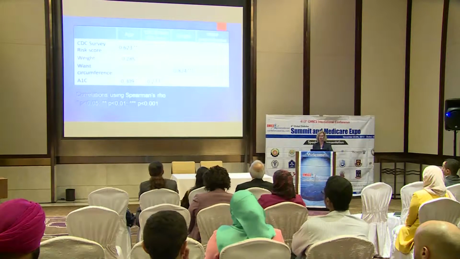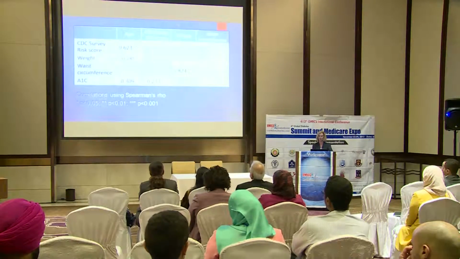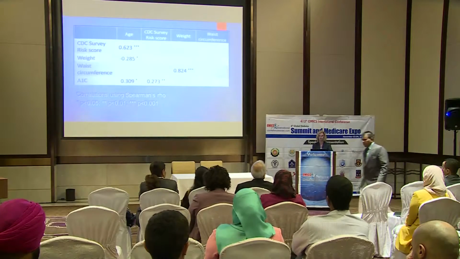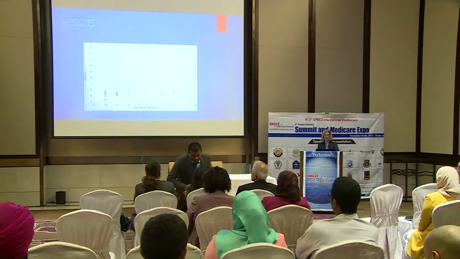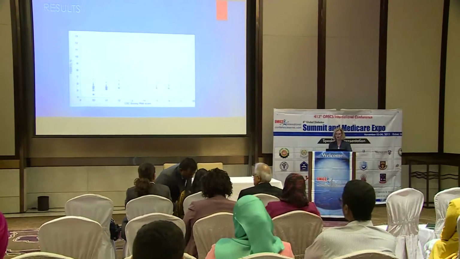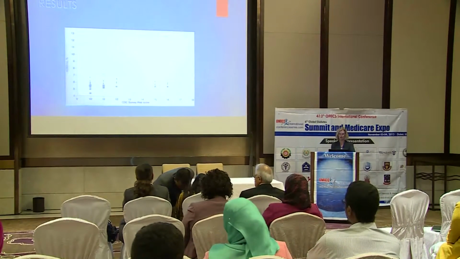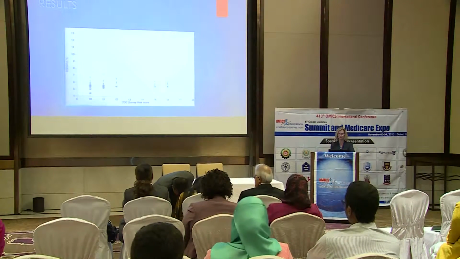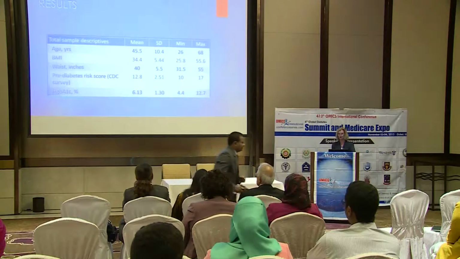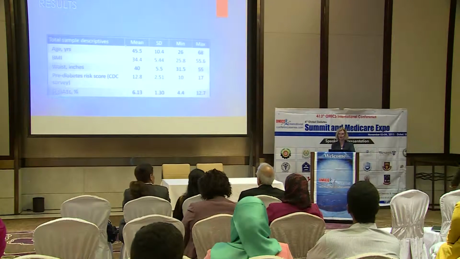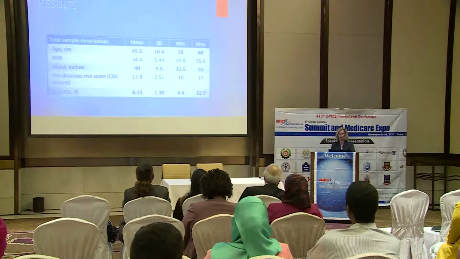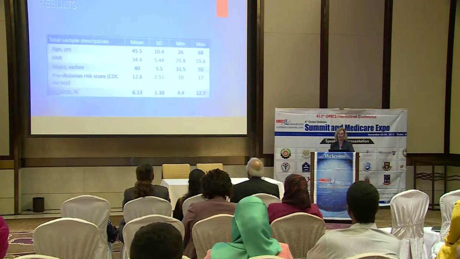This just shows some of the factors that we looked at related to increased risk. This was just a scatter plot graph of the relationship between scores and hemoglobin A1C. Our sample mean age was around 45, BMI was about 34. They had large waist measurements, around 40 inches. Prediabetes score average was over 12, and hemoglobin A1C average in this population was over 6.